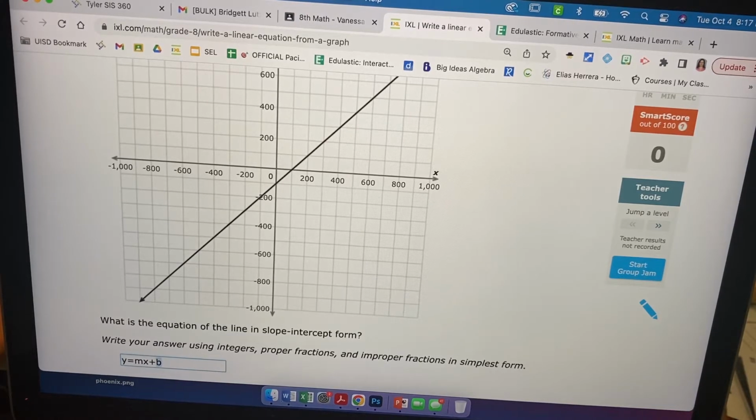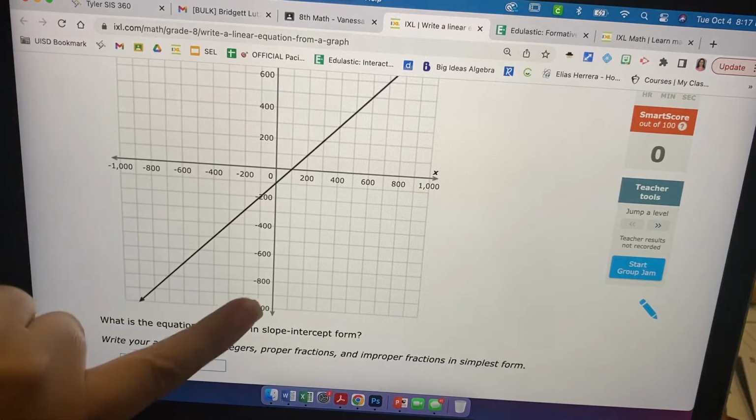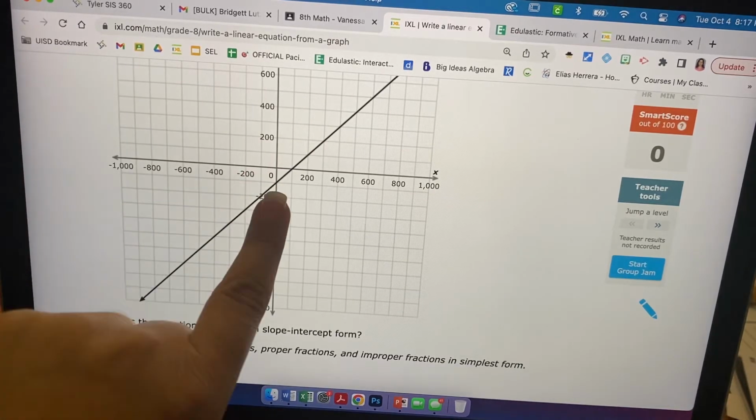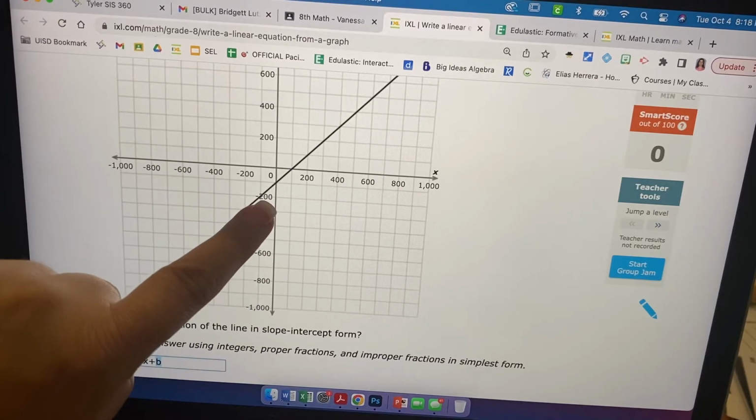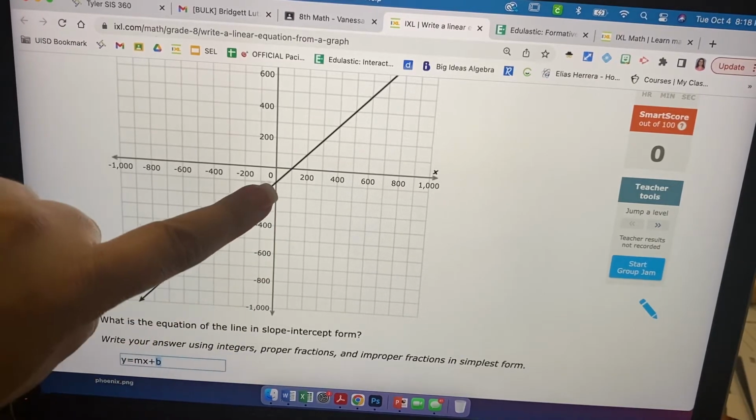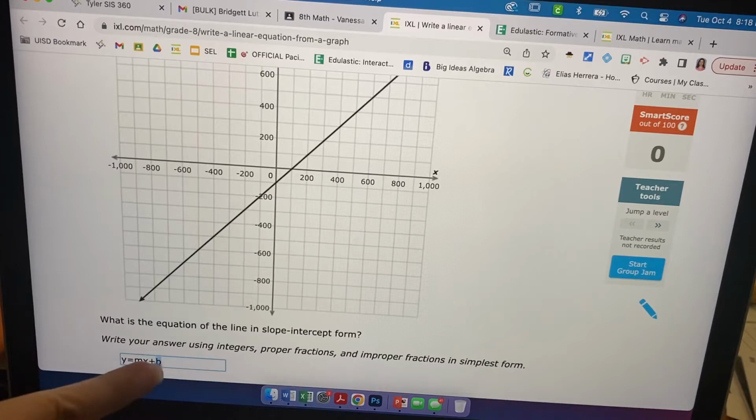But you're going to change b and m, right? M is your slope, b is your y-intercept. So b is the easiest one to start with. B is where does it cross the y-axis? Here it crosses it at this point right here. You can see that it's in the negatives, and based on these numbers, you can see it's negative 100 right here. So where b is, we're going to put negative 100.